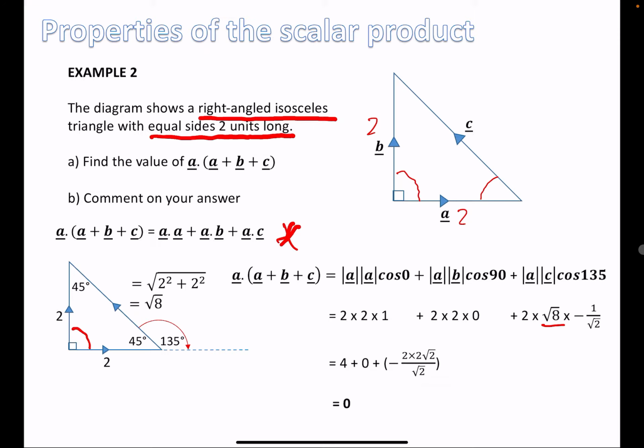But part B, and this is where it's almost a clue, comment on your answer. There's only so many things we can get here. If I'm going to get the scalar product, all other numbers tell me virtually nothing.